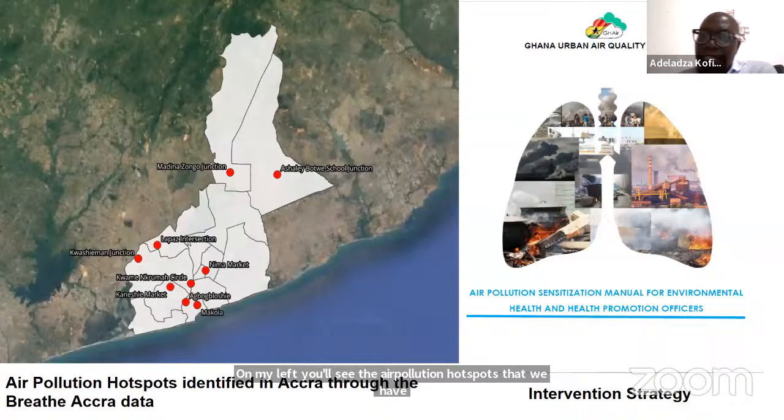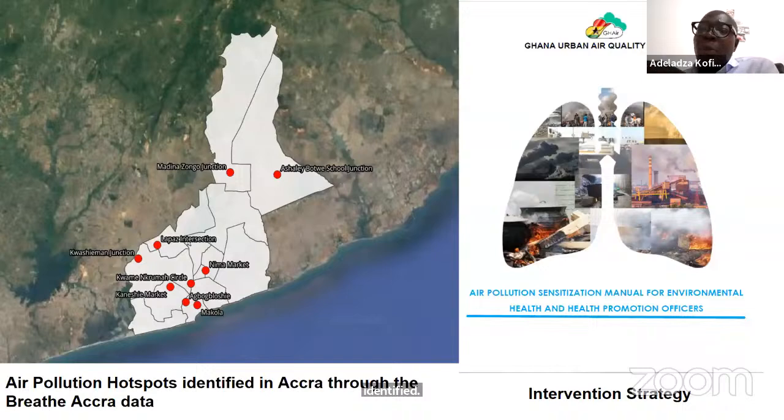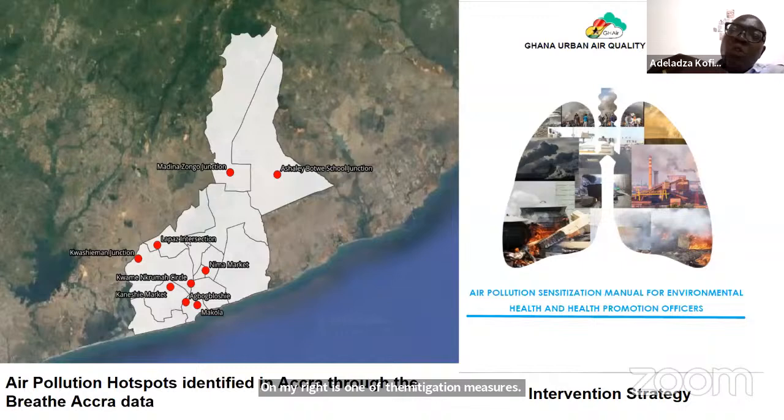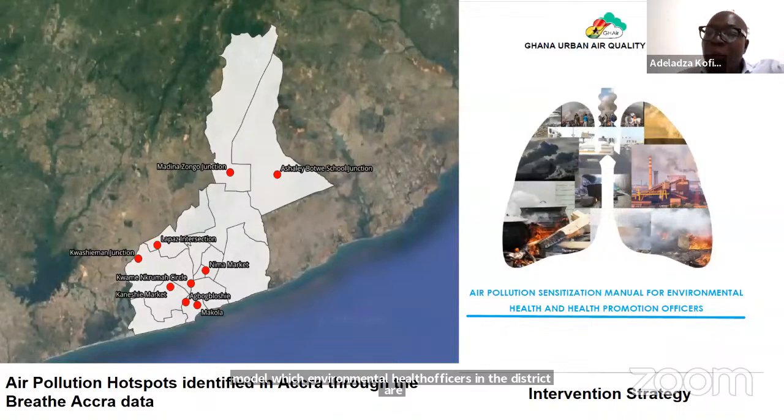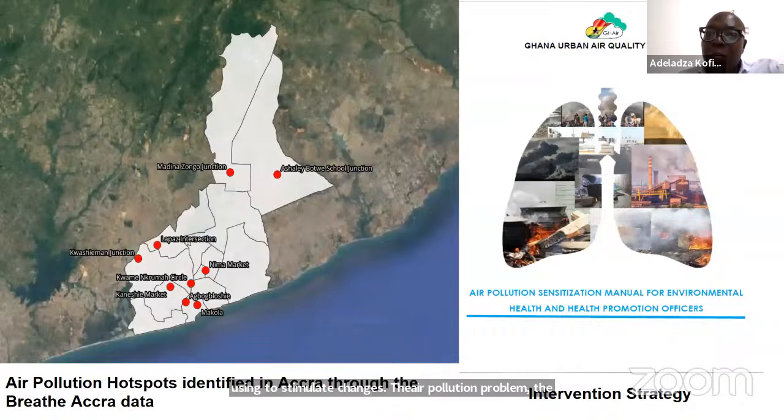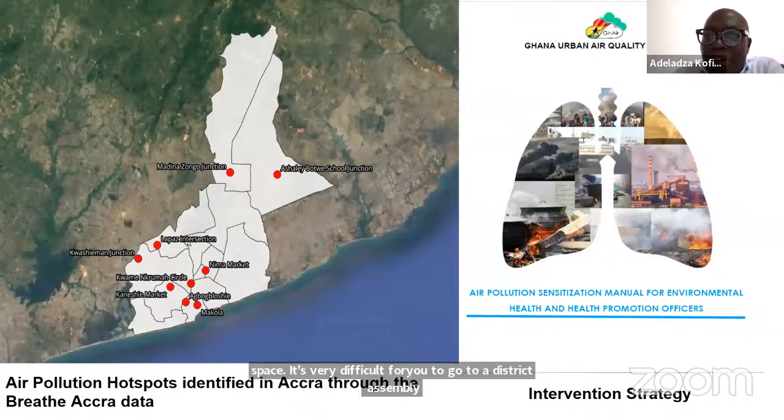One of the intervention strategies is for us to develop a sensitization manual, which environmental health officers in the district are using to stimulate behavioral changes. Because let's face it, the air pollution problem at the heart of it is behavior. So if we are able to change behavior, then of course, we'll be able to mitigate air pollution in our space. And it's very difficult for you to go to a district assembly and tell them to invest in an electric bus. They possibly don't have the funds.